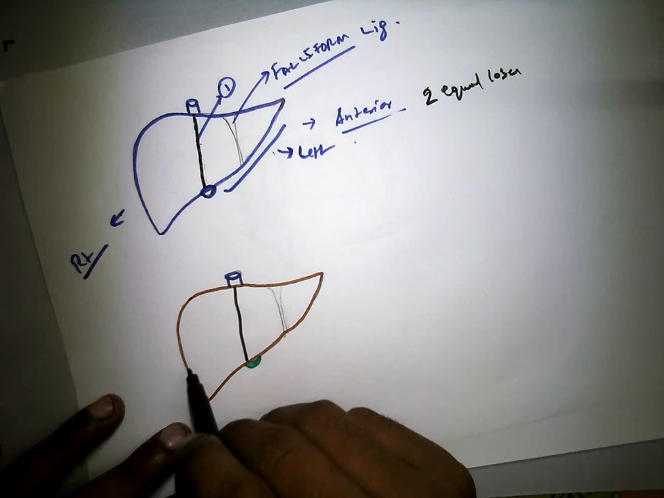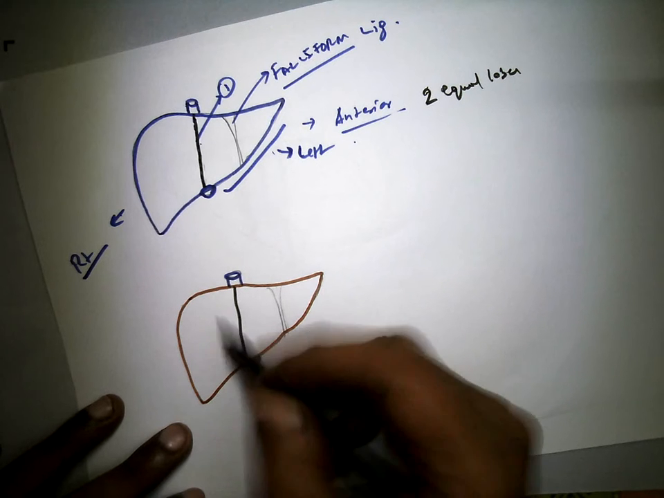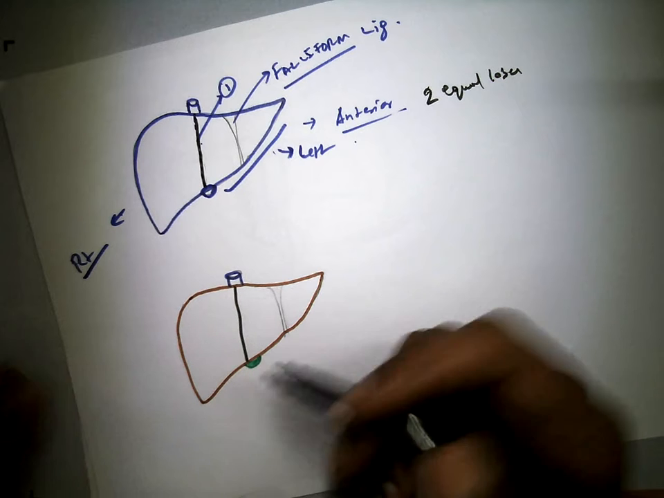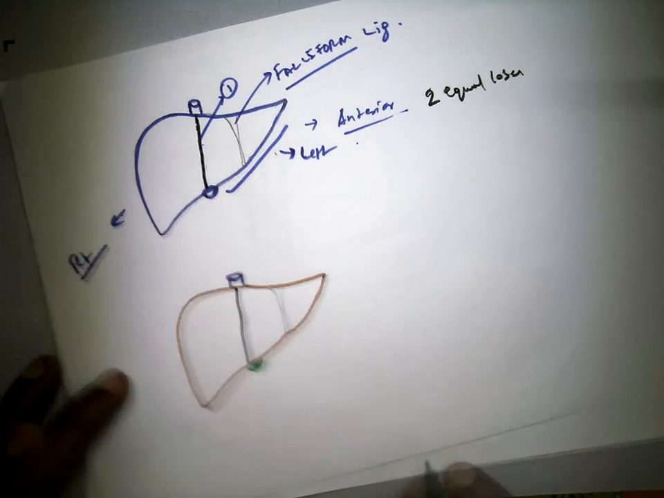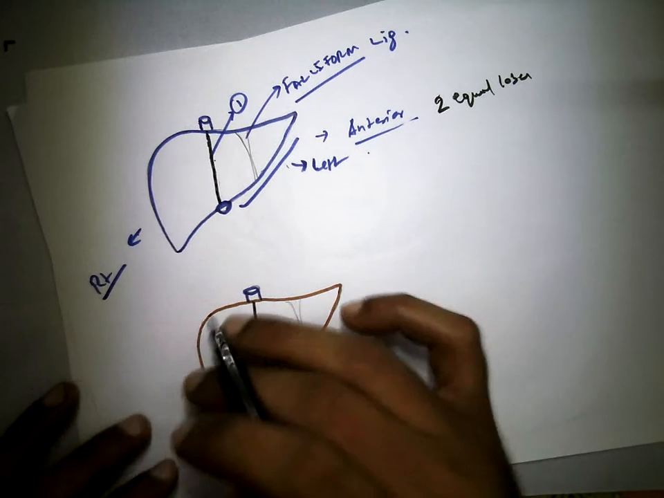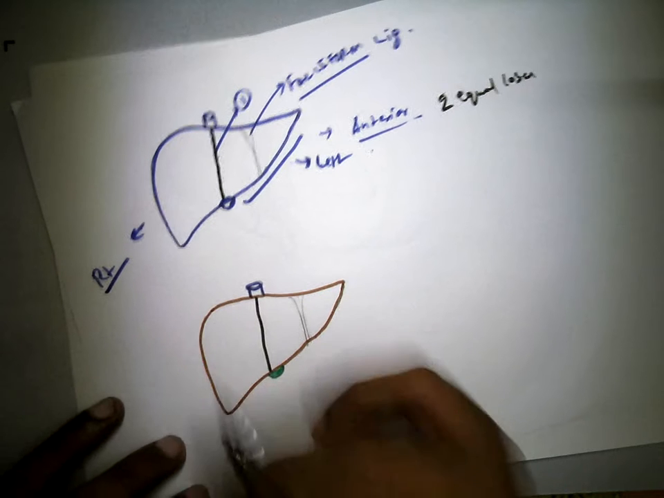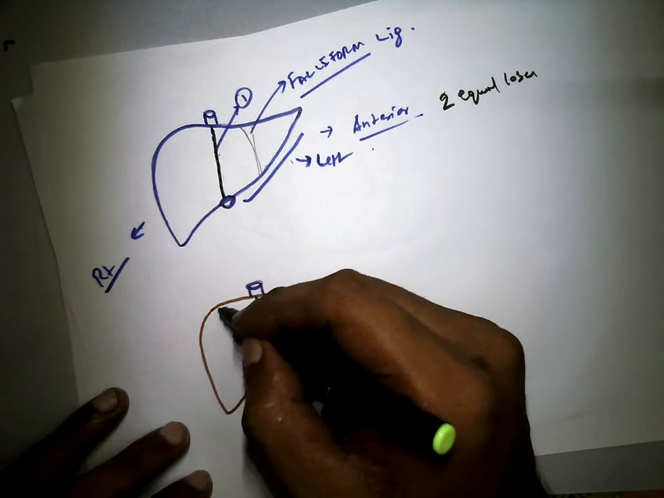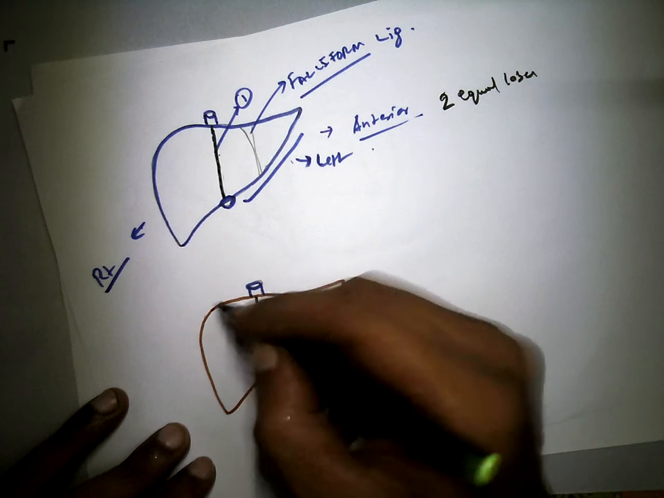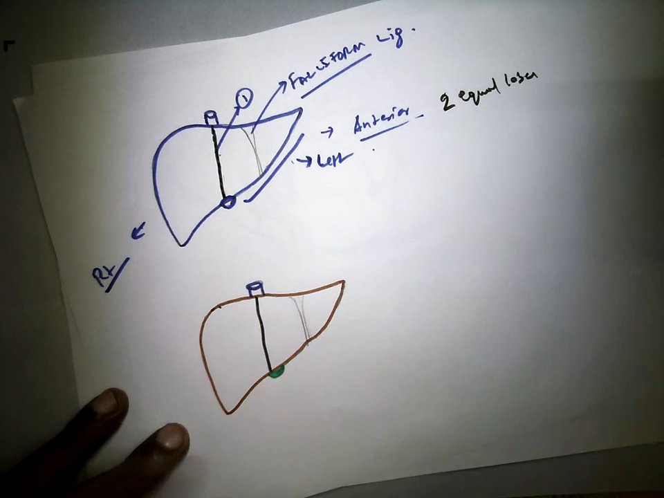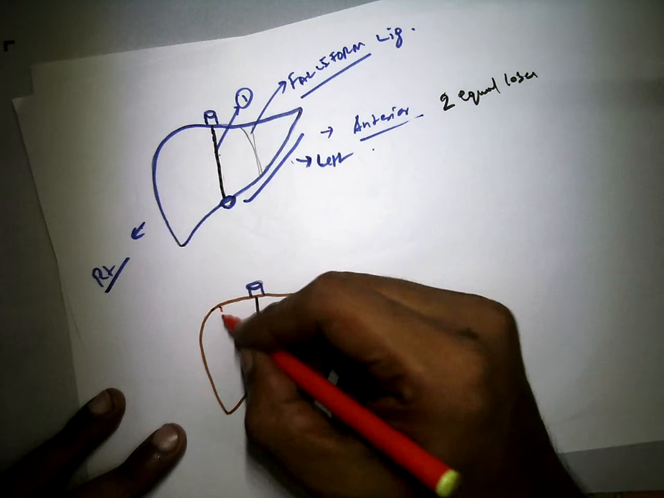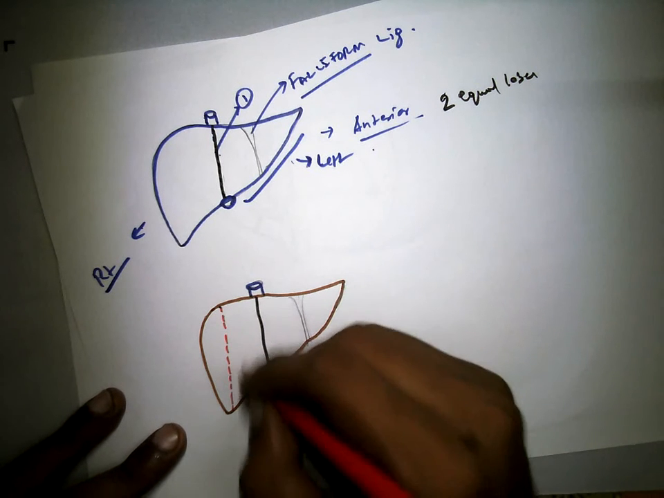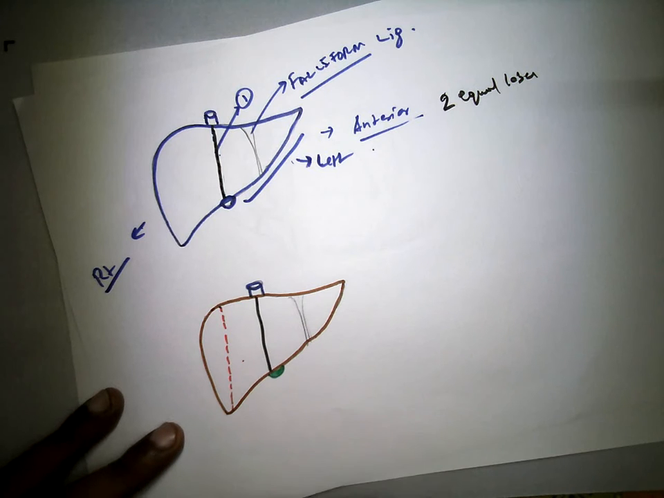Now we'll see the segments. The right lobe is thicker in size, both superior-inferiorly as well as anterior-posteriorly, it is bulky. So we'll divide it into an anterior part and a posterior part.